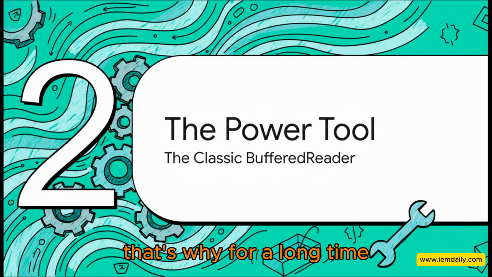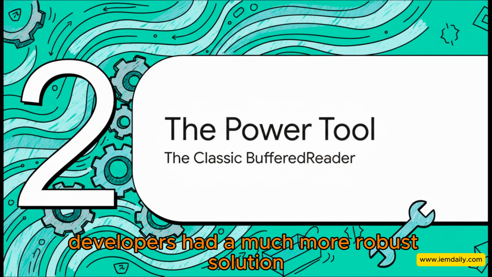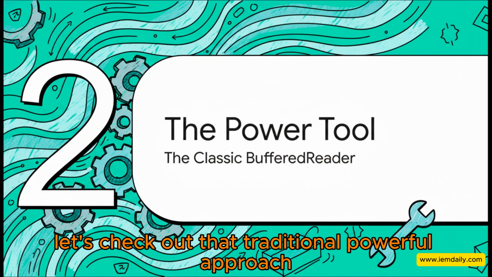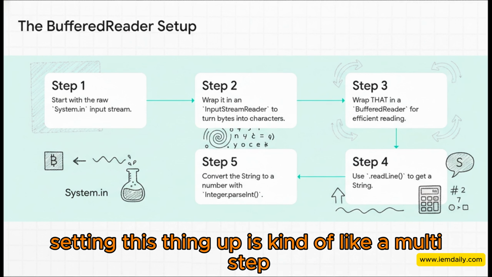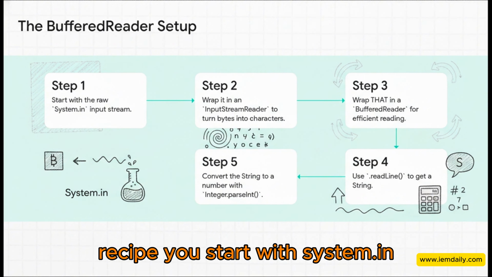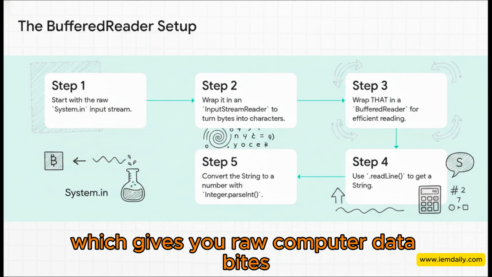That's why, for a long time, developers had a much more robust solution. Let's check out that traditional, powerful approach. The power tool known as BufferedReader. Setting this thing up is kind of like a multi-step recipe. You start with System.in, which gives you raw computer data, bytes.